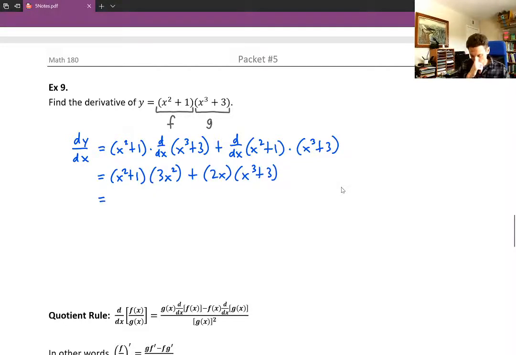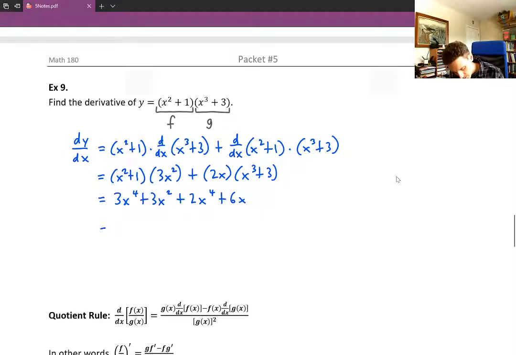Now we can do a little bit of work to simplify. We can distribute the 3x squared into the x squared and the 1. Do the same thing with the 2x. So you'll get 3x to the 4th plus 3x squared plus 2x to the 4th plus 6x.